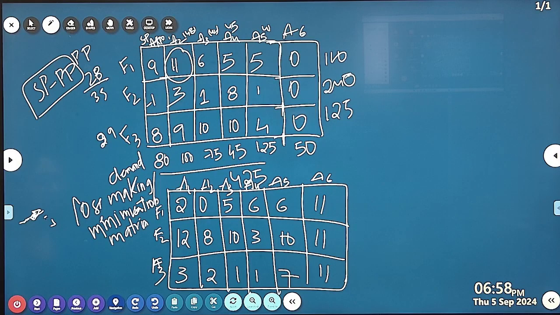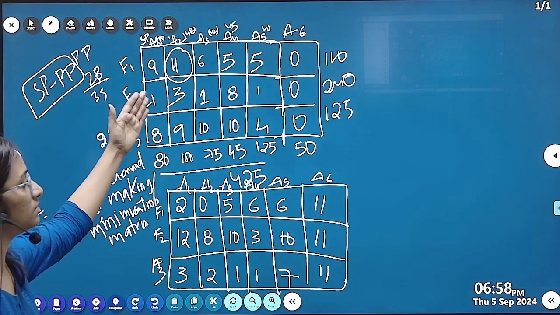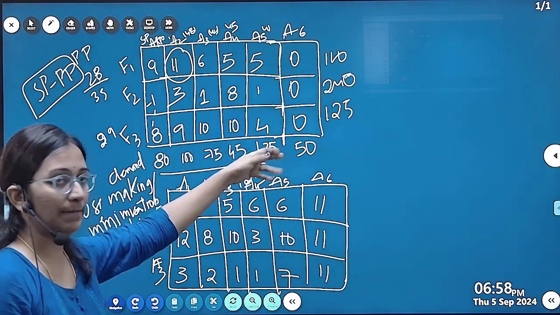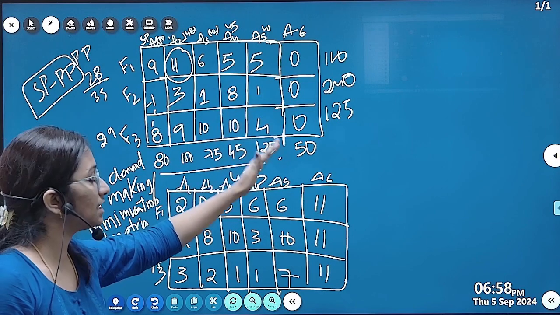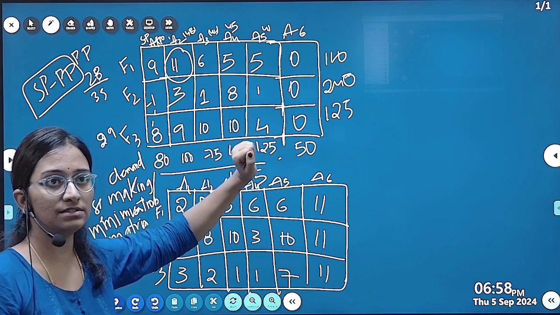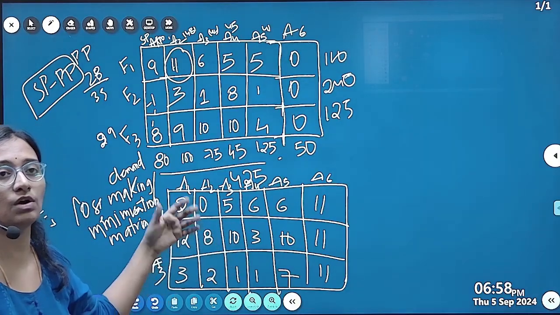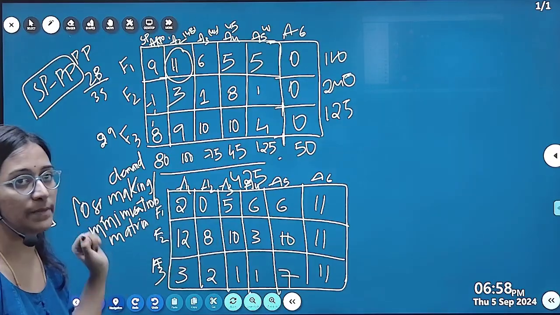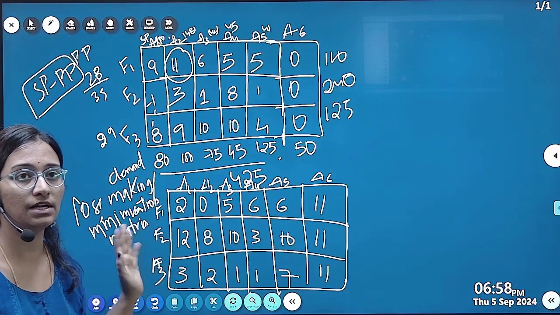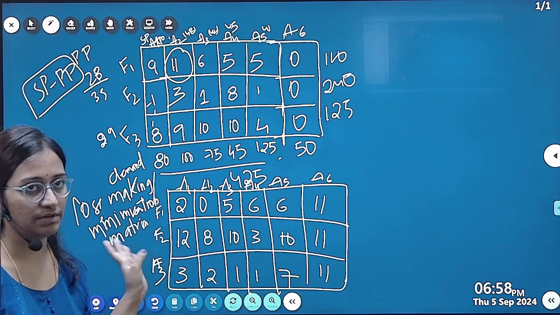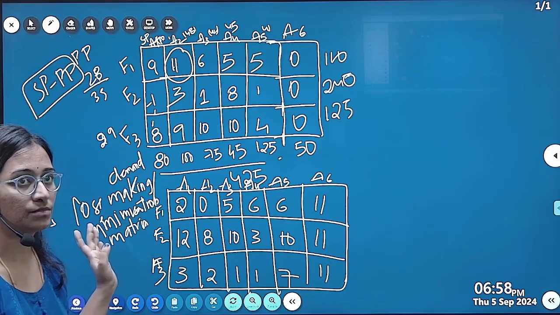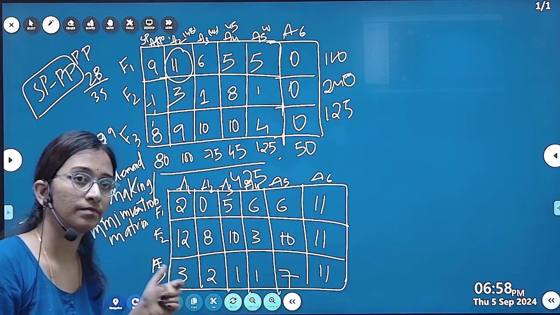Okay, loss making matrix clear? First we made the matrix, then after we need to look whether it is balanced or unbalanced. If it is unbalanced, make that matrix balanced. Then, if the question is asking for minimization or loss making, then we need to make that loss making matrix. Till here clear? In this one question everything is covered. Okay, clear? Yes, ma'am. Okay, done.